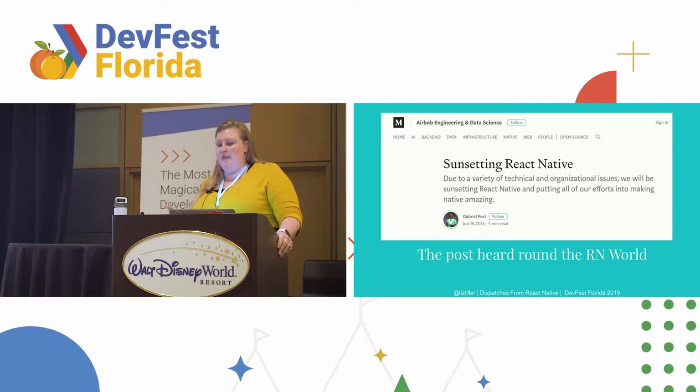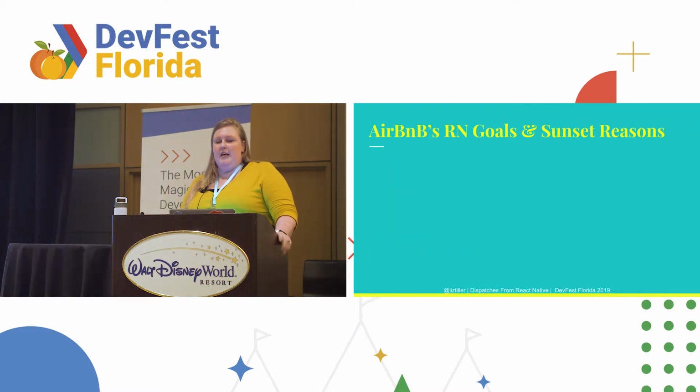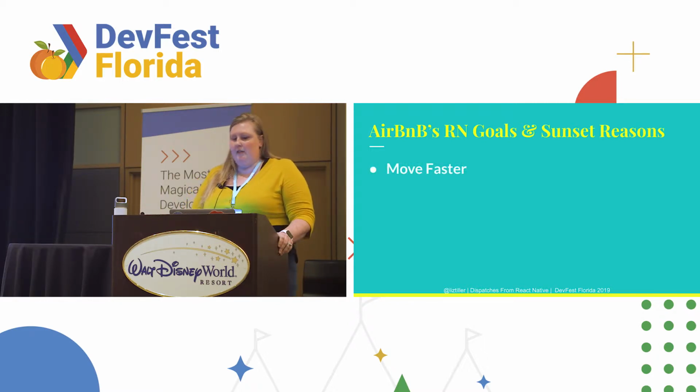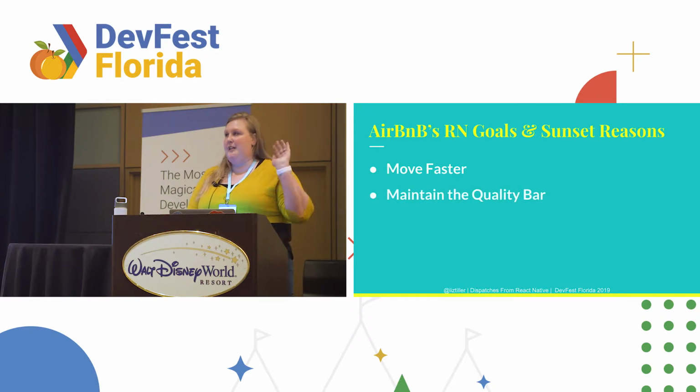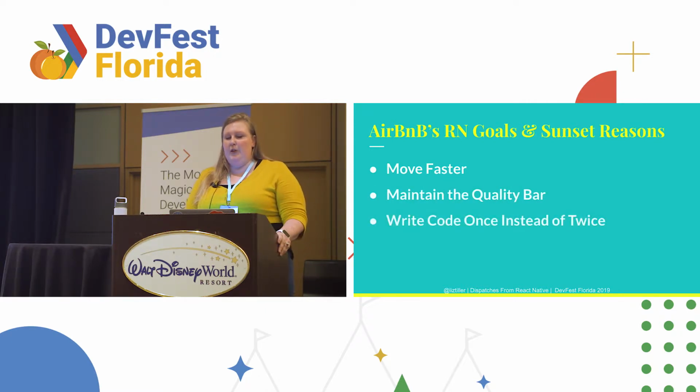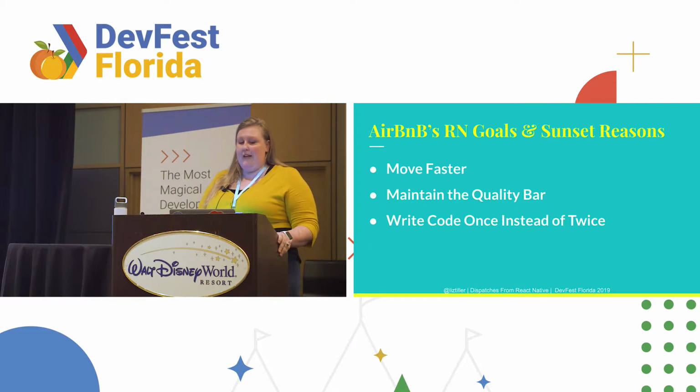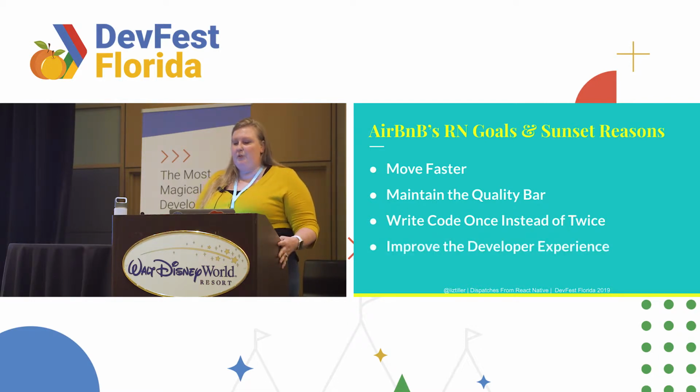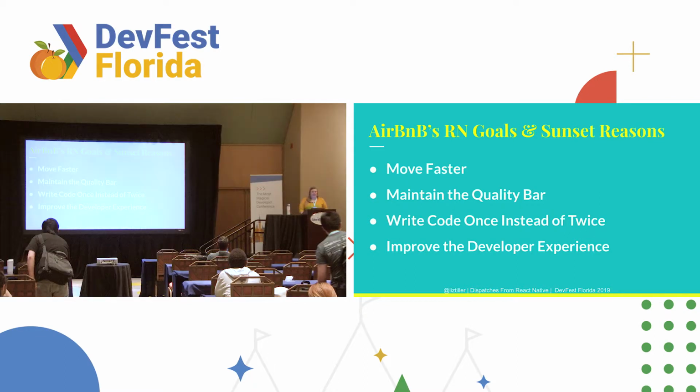I'm just going to summarize some of their main points. They said that their issue was that they were not reaching their goals. And because they were not reaching their goals, they were going to sunset React Native. Their first goal was they wanted to move faster. They wanted to maintain the quality bar. They wanted to write code once instead of twice. And they wanted to improve the developer experience. You can go and read all of them. I have the links for it.